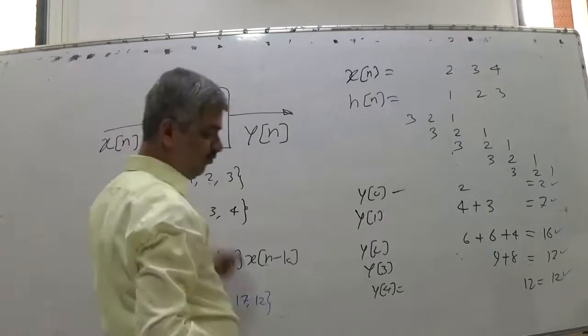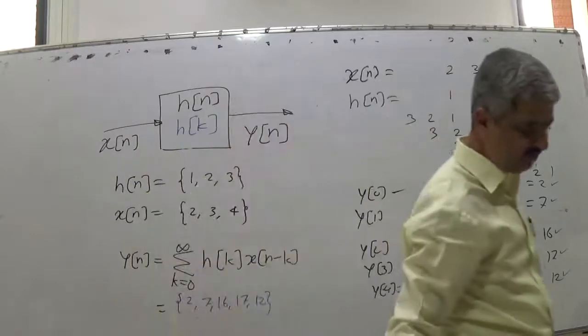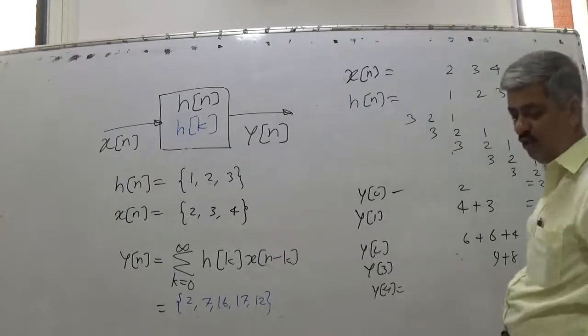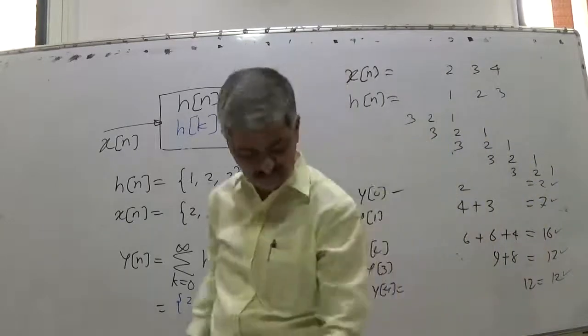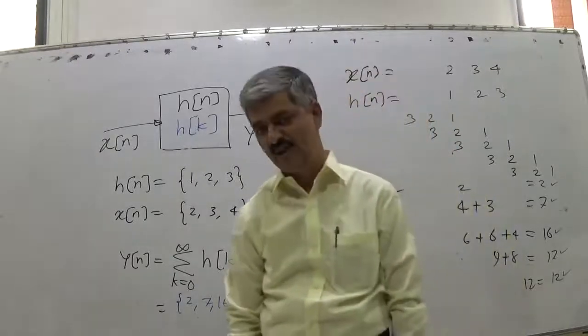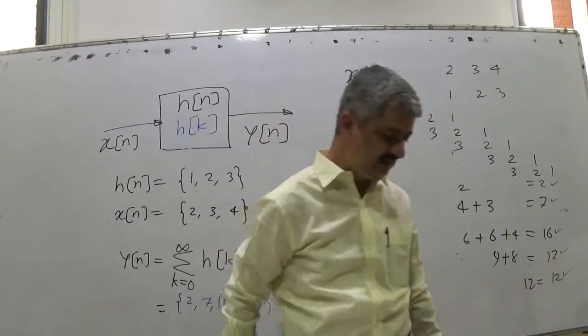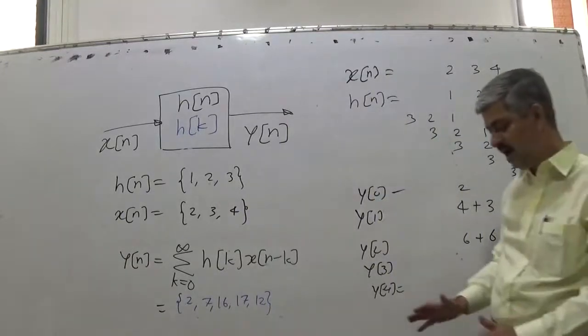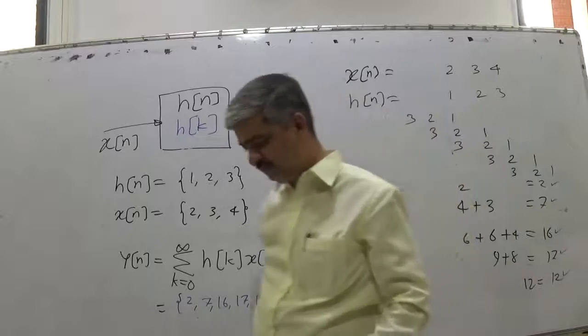So if there are 3 points in one sequence and 3 in the other sequence, the number of points in the convolved sequence is 3 plus 3 minus 1, that is 5. So in general, if I have one m point sequence and another n point sequence, the number of points in the convolved sequence is m plus n minus 1. So this is convolution.